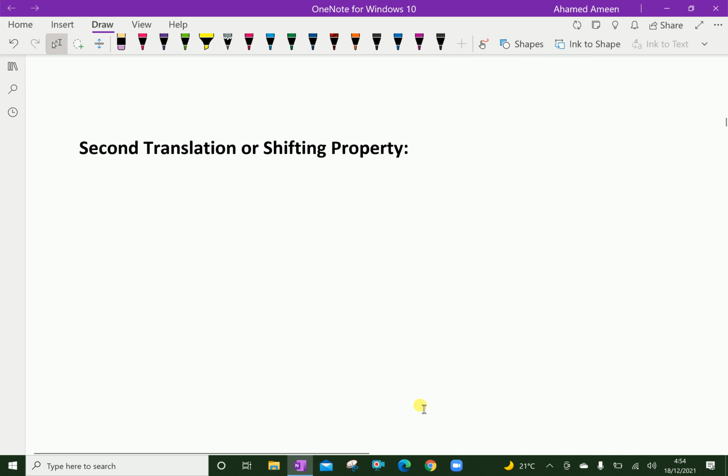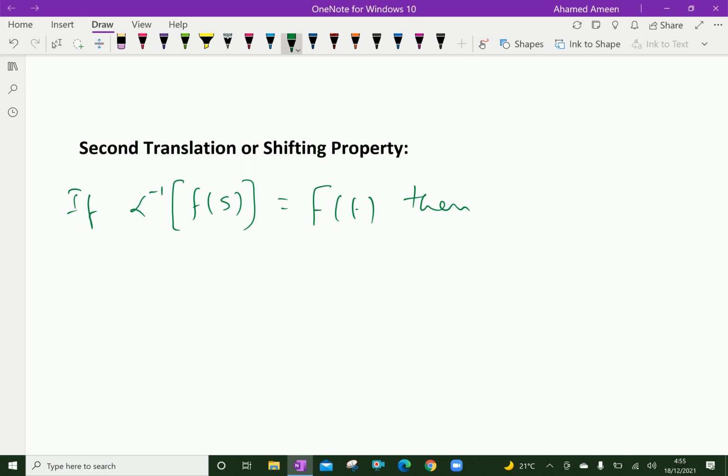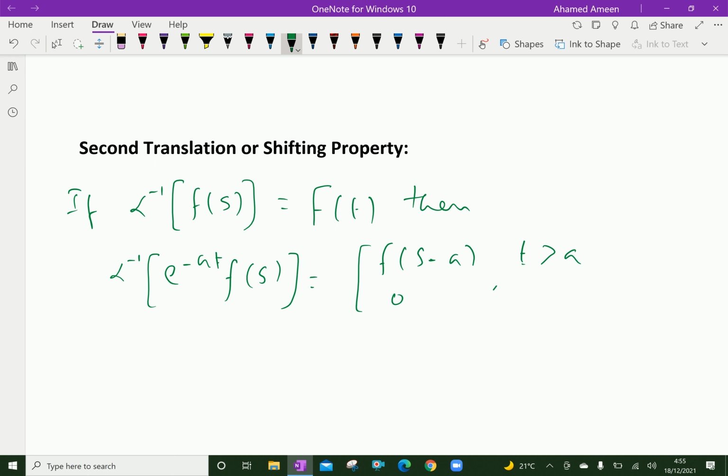Now next one, second shifting property. Here, if the inverse Laplace transform of f(s) is equal to f(t), then by using the second translation property, the inverse Laplace transform of e power minus as times f(s) is equal to f(t minus a) if t is greater than a, and it is 0 when t is lesser than a.